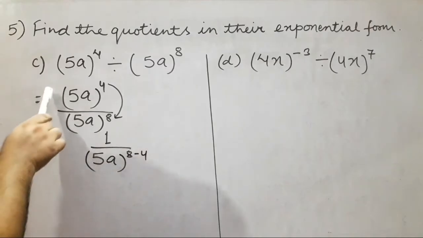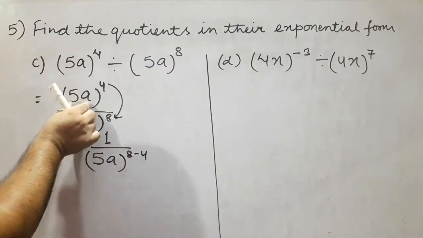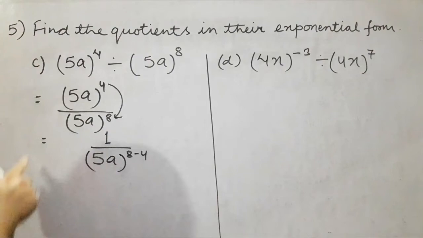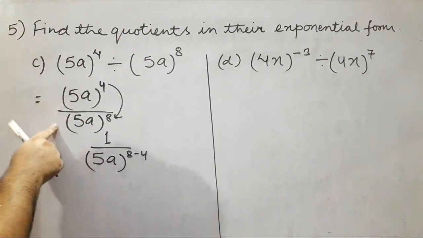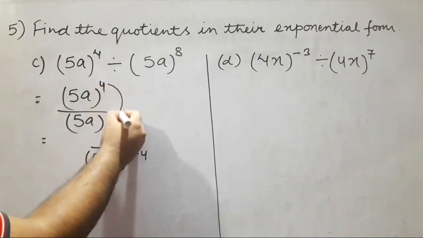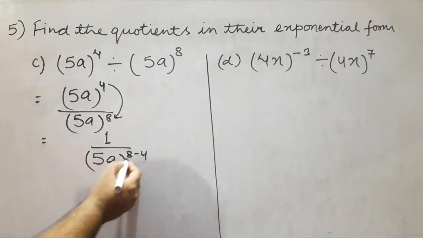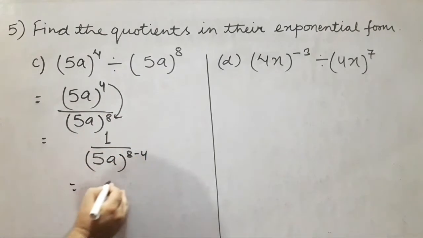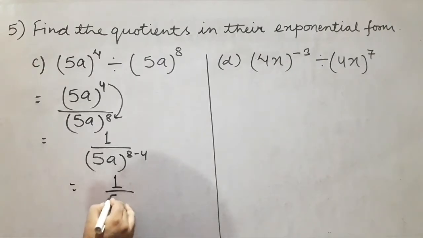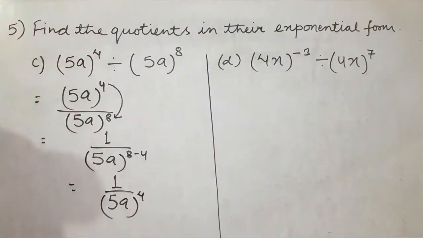Since these are same base, we have considered this bracket 5a as a single base. So when same bases are divided, the smaller power shall be subtracted from greater power. So 1 by bracket 5a power 8 minus 4. We shall get 1 by 5a in bracket power 4. Now let's see this question.